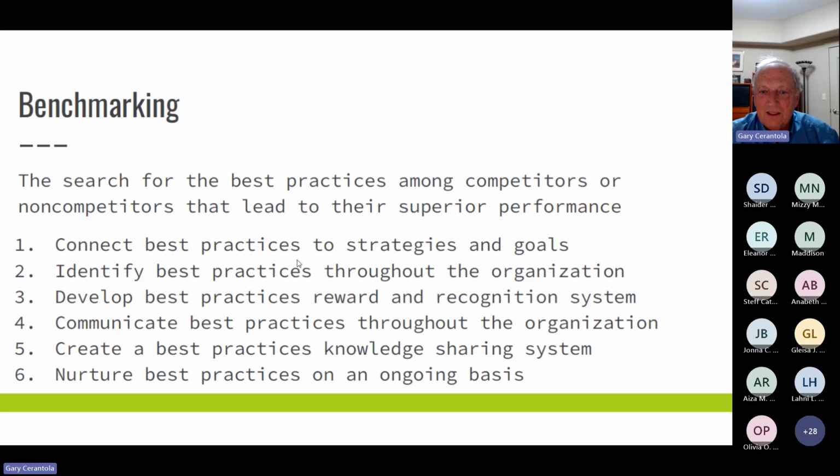So benchmarking, here's what it is. It connects best practices to strategies and goals. And one thing I'll tell you about benchmarking, I've done a fair amount of it in my other lives, is that some things that you benchmark, you'll go and you'll see something that's fantastic, but it may not apply to your organization. And you have to test if it's going to apply, because some best practices are done and you can't emulate them because of the type of organization you have.